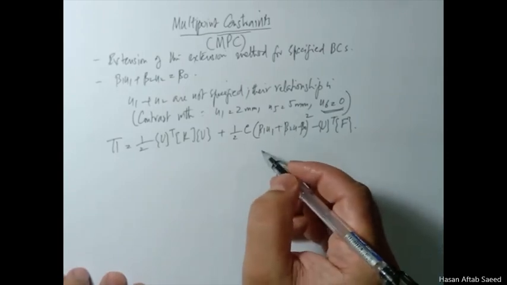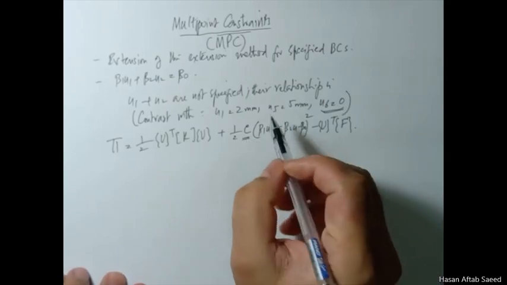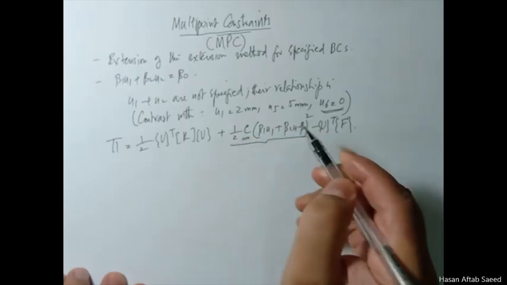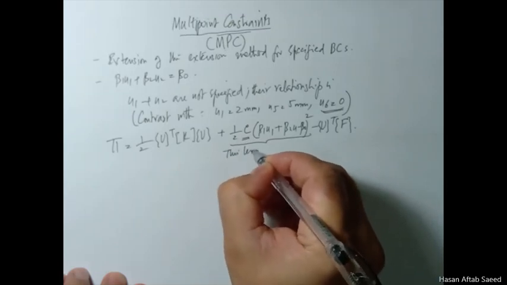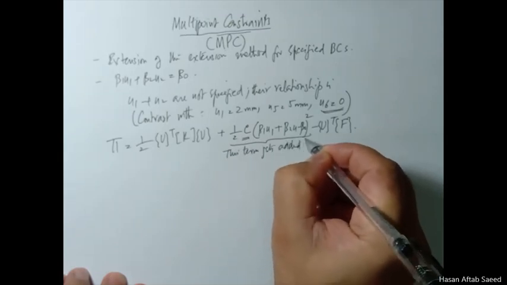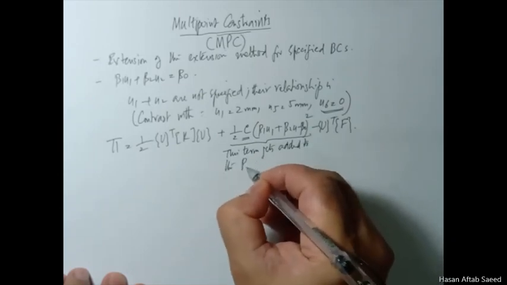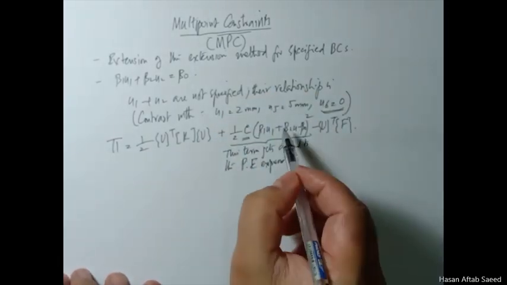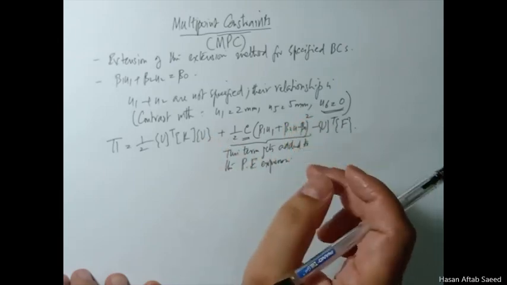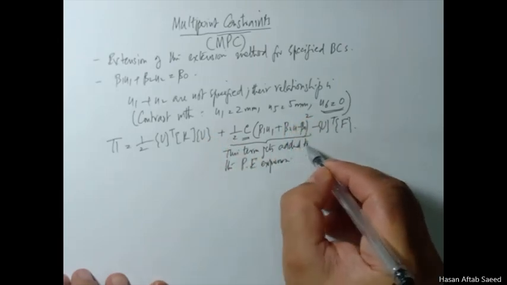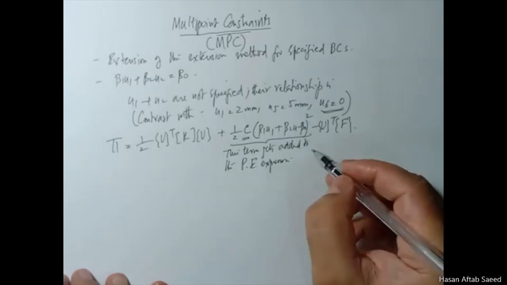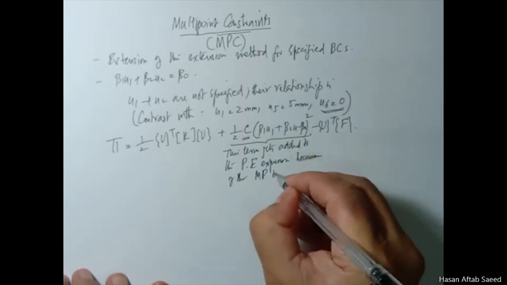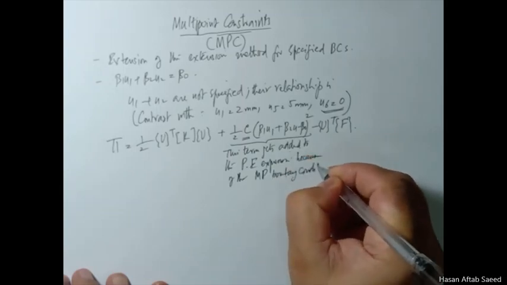Now, a very large number is applied to this expression, and this whole term gets added to the potential energy expression. This is actually part of the strain energy of the system. It gets added to the potential energy expression because of the multi-point boundary conditions.